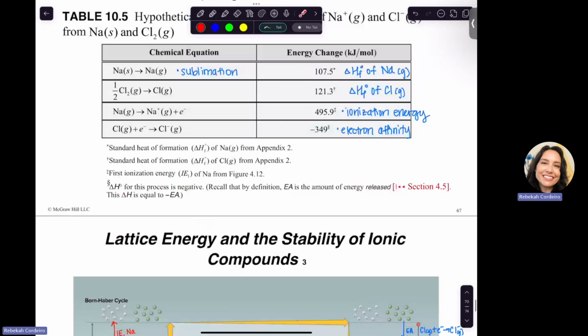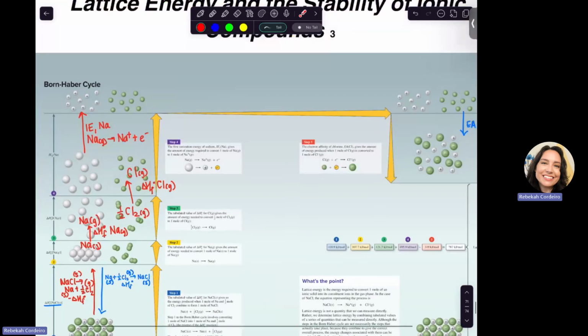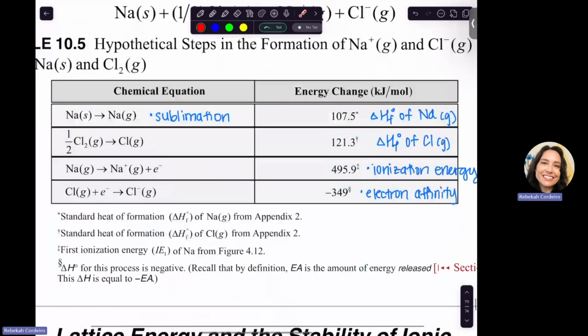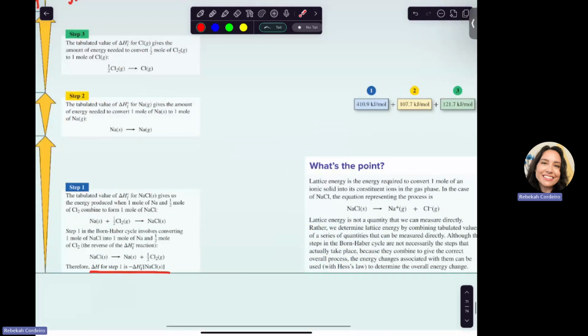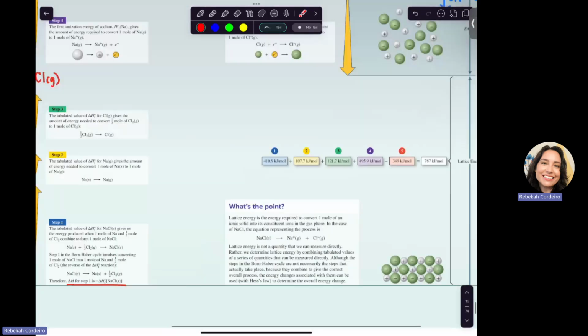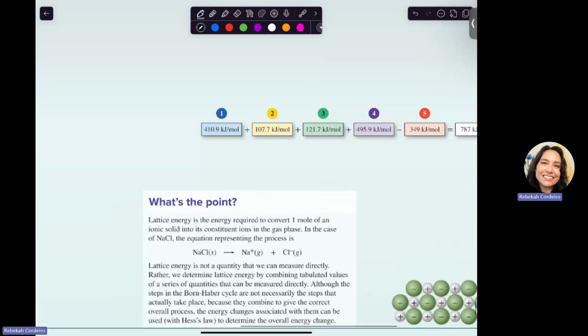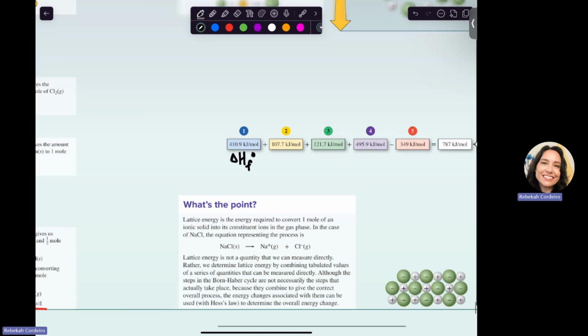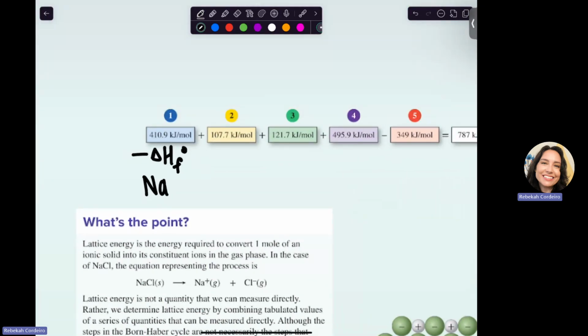They didn't give us the first one. In this table, the negative enthalpy of formation is not there, so it's not exactly just all those in the table, but it's each step. So let me just write out the steps for you here. This one was the opposite of the enthalpy of formation of the sodium chloride, because we're going to break it apart, we're going to unform it.